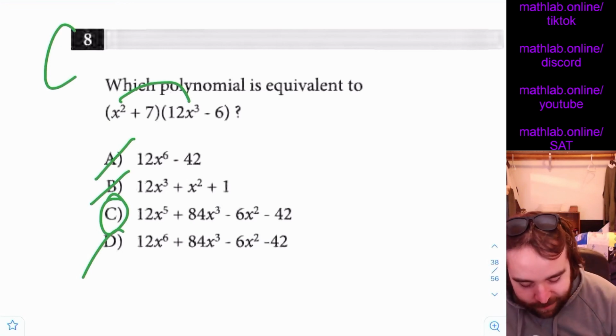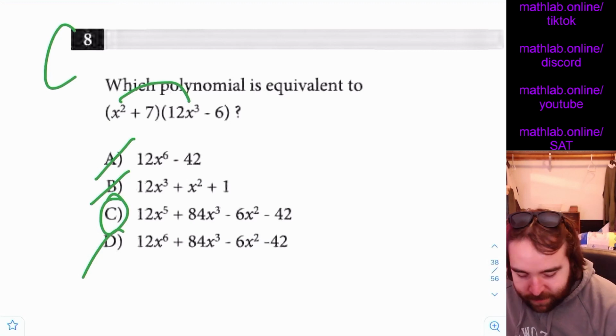You're still going to have a 12x to the fifth. Make sure real quick there's no other 12x to the fifth. That's the only x to the fifth in the entire thing. And you don't multiply those exponents, you add the exponents.